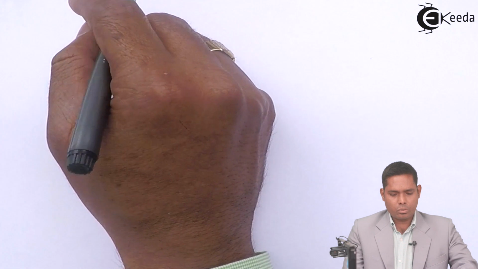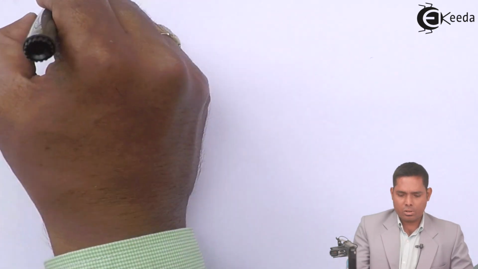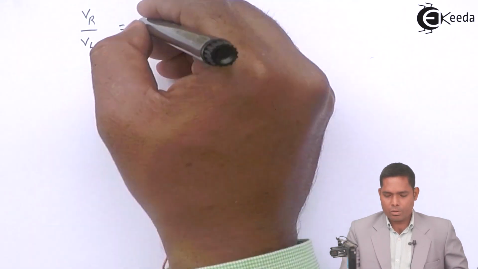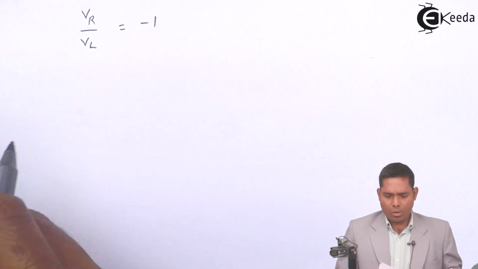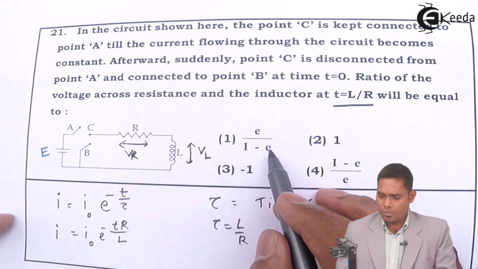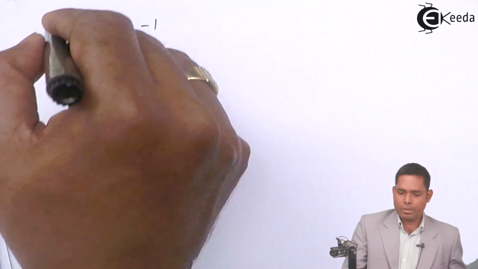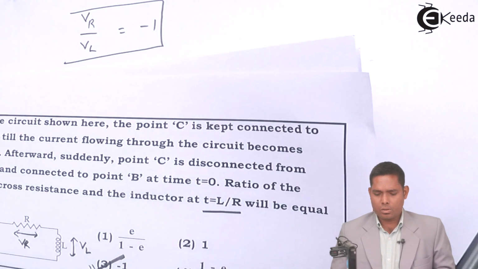So the question is to find the ratio of VL upon VR or VR upon VL, whichever is the case. The ratio of the voltage drop across the resistor to the voltage drop across the inductor is how much? Then from that equation we have got minus 1. So if I look at the options, the correct answer is minus 1, because the ratio comes out to be minus 1. Okay, that is the answer to this question. Thank you.